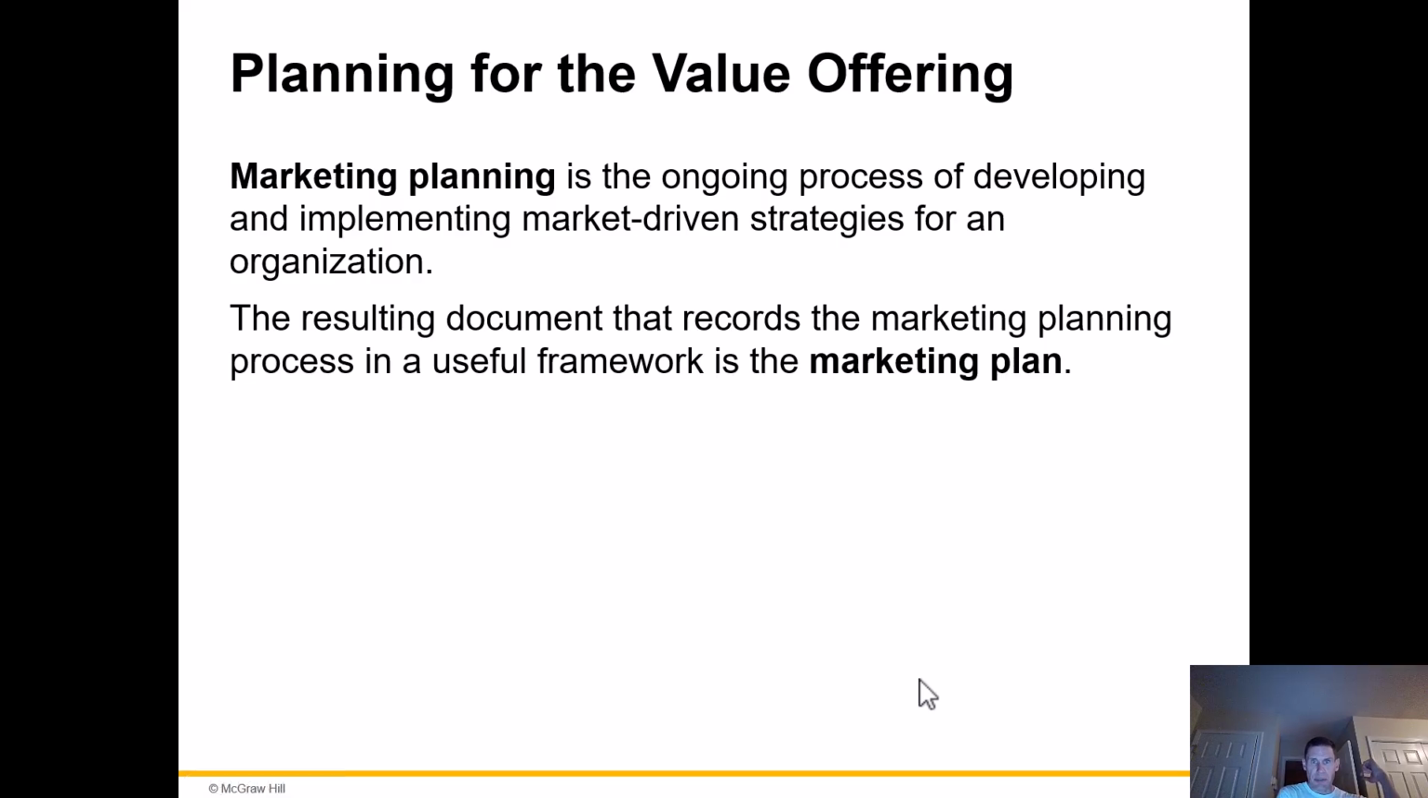Marketing planning is the ongoing process of developing and implementing market-driven strategies for an organization. The resulting document that records the marketing planning process in a useful framework is known in firms as the marketing plan.